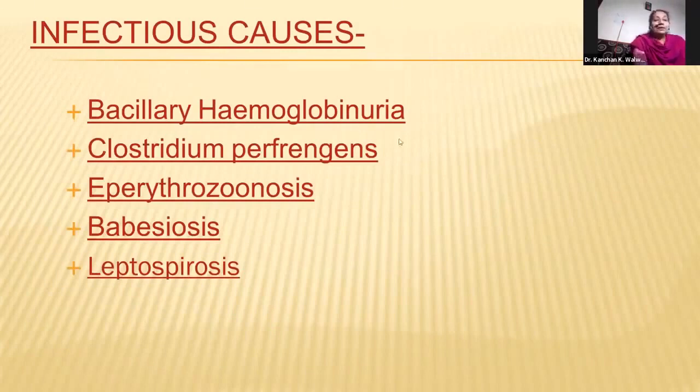So, bacillary hemoglobinuria, Clostridium perfringens, then erythrocytosis, then babesiosis, and leptospirosis. These are the important infectious causes. Other infectious causes are also there, but these five are the important diseases which cause hemoglobinuria in sheep and goat.